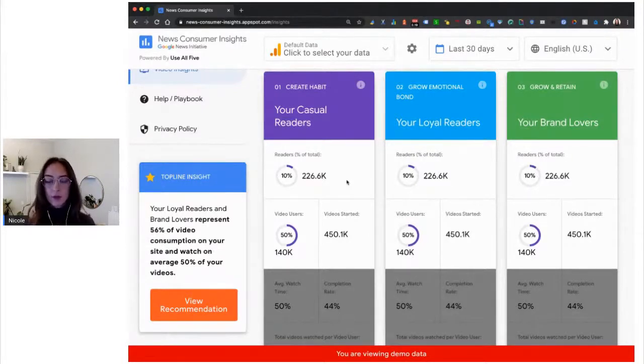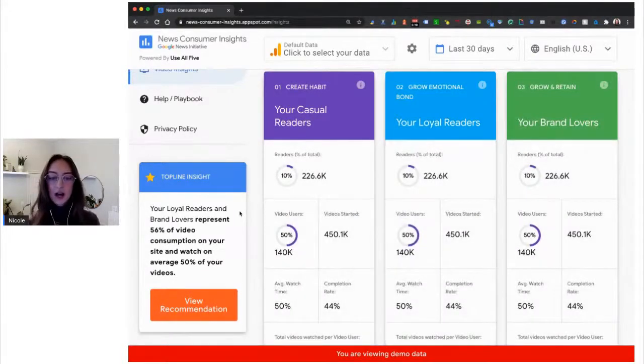And then right below that, it looks at those video users. So 50% of those, so around 140K, and then looking at how many videos they started, 450K for this example here with our data. What it's showing here as our top line insight on the left-hand side is that loyal readers and brand lovers are representing 56% of video consumption on your site and watch on average 50% of your videos.